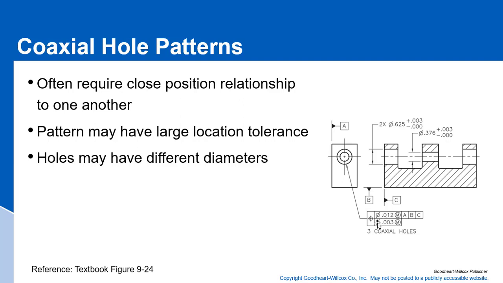So that's where we have this second, feature relating tolerance here. So the patterns can have a large tolerance, and the holes can have different diameters, like we're showing here. And then we could apply that to all 3 of these coaxial holes. Now, what does that mean?